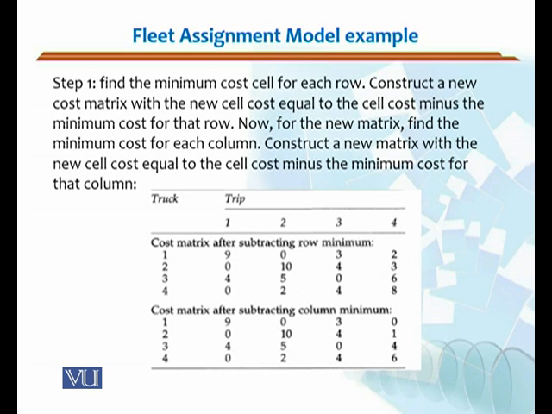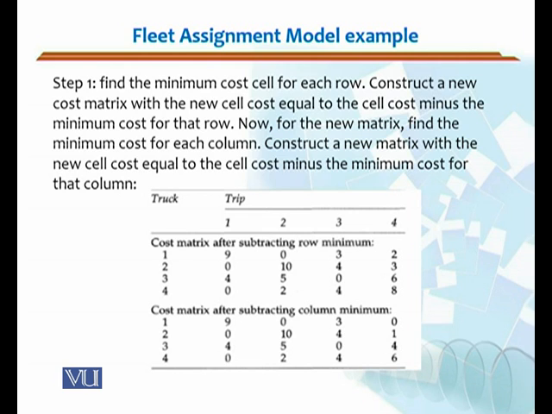We will follow different steps. The step 1 would be to find the minimum cost cell for each row. And we need to construct a new cost matrix with the new cell cost equal to the cell cost minus the minimum cost for that row. What you have to do is find the minimum cost for each row. And on that basis, you will construct a new cost matrix, where the values would be the cost of that cell minus the minimum cost for the row.